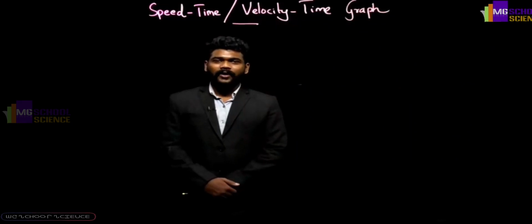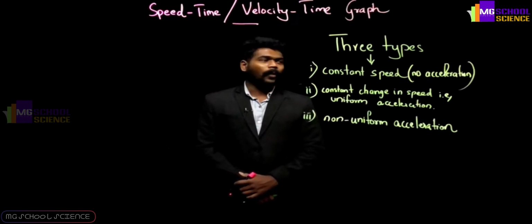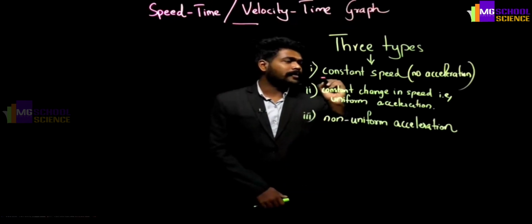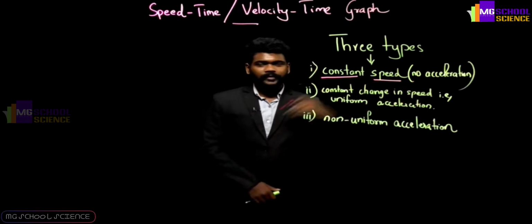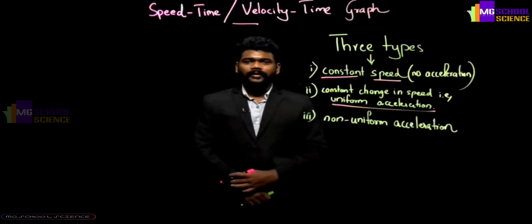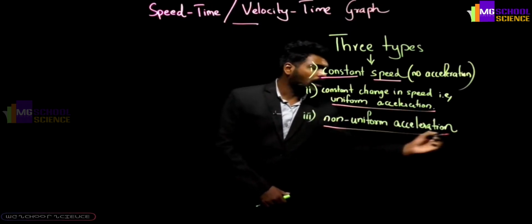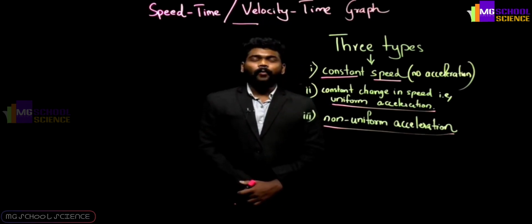Or otherwise velocity time graph. There are three types of speed time or velocity time graphs. One is the one that represents constant speed, which is giving no acceleration. Another one is representing uniform acceleration. And the third one is representing non-uniform acceleration. We'll take up each case and see how the graphs are represented and what quantities we can derive from the graph.